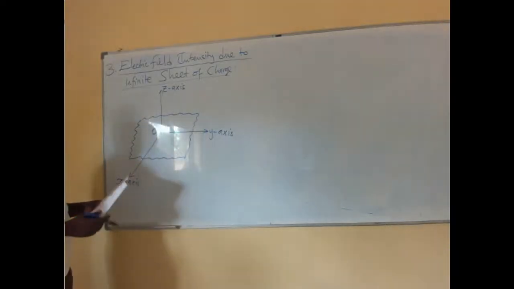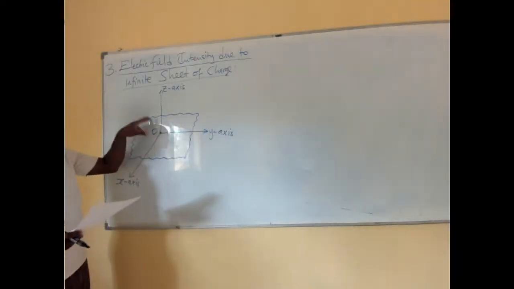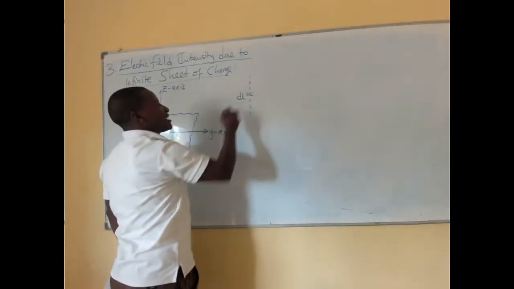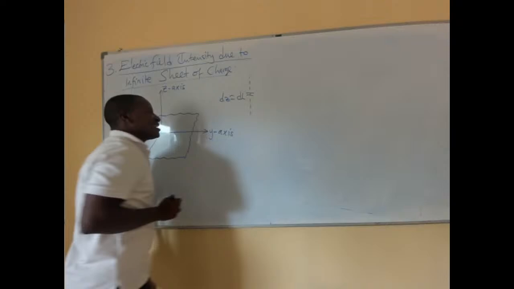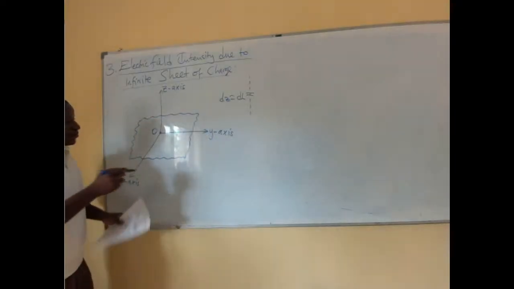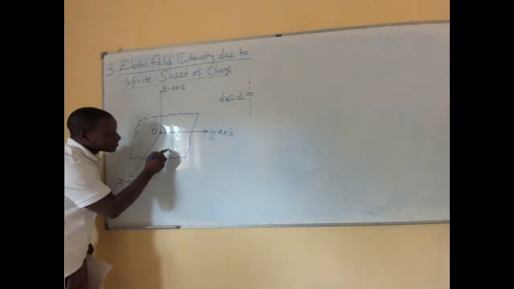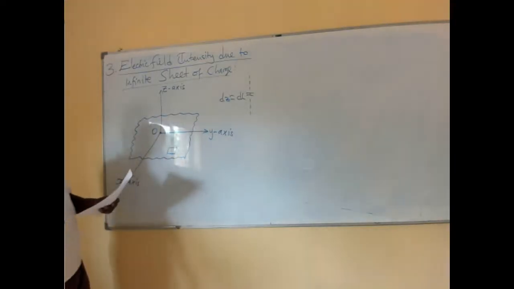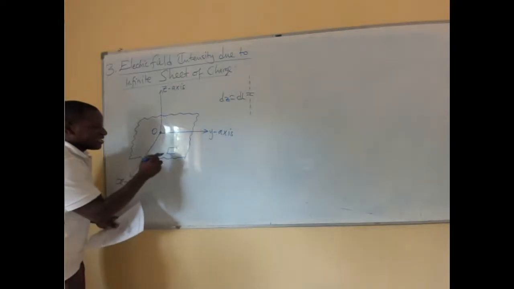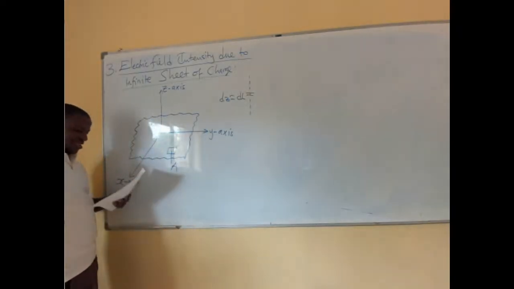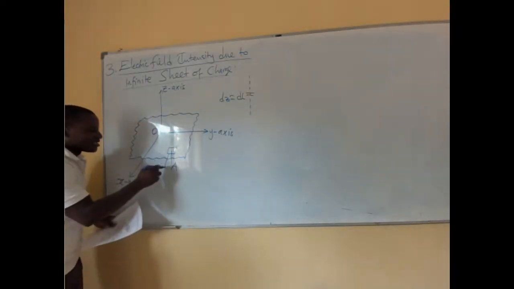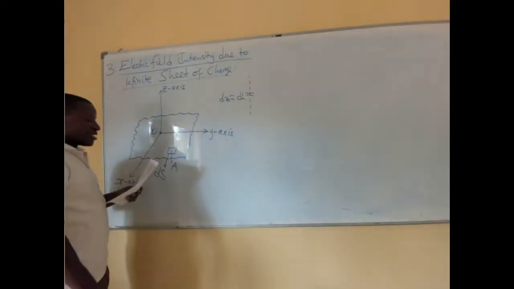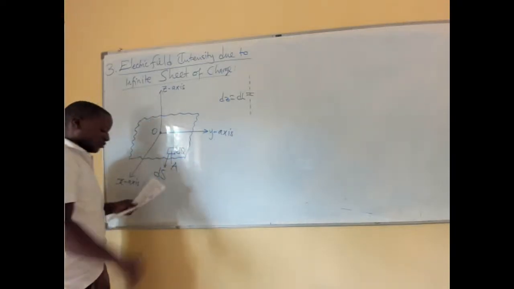Since this is a sheet that we are looking at, remember when we were looking at the line charge, we cut some dL there. In the same manner, we are going to cut a small piece here, which we shall call A. This is our A, which is an area, of course. This one here is dS, and it has a charge dq.